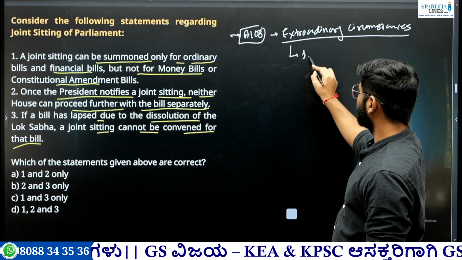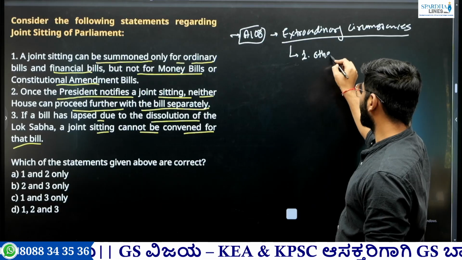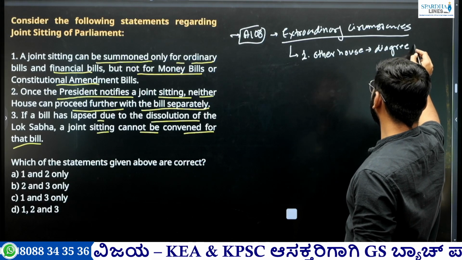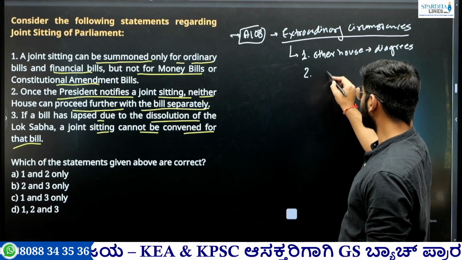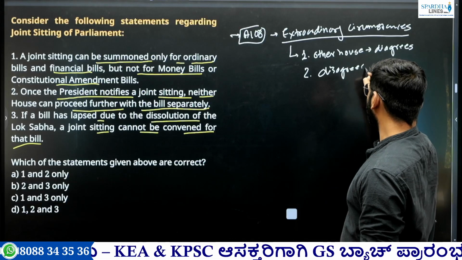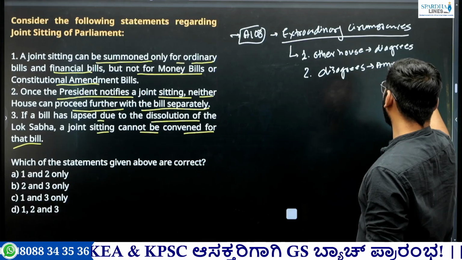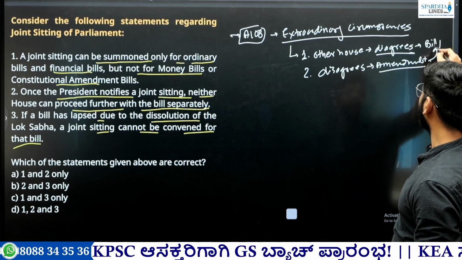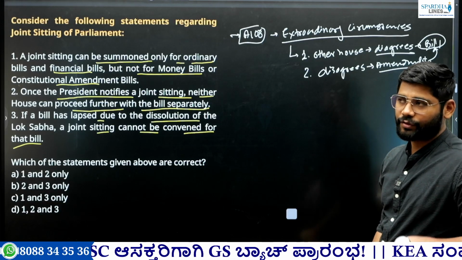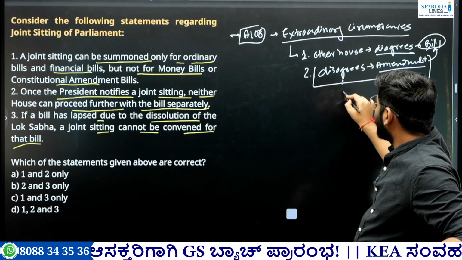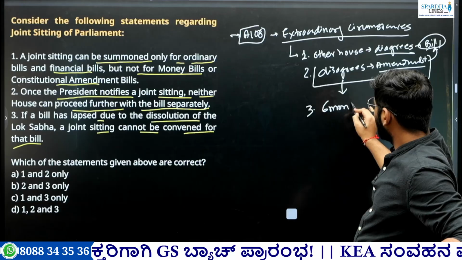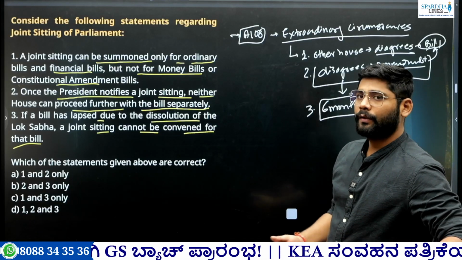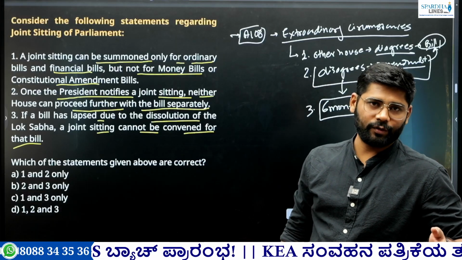And what are these extraordinary circumstances? First, the other house disagrees with the bill, or the other house disagrees with the amendment to the ordinary bill. It is either disagreement with the bill or with the amendment. That is considered an extraordinary circumstance, and this disagreement extends for 6 months. Even after 6 months, if both houses do not come to a consensus, the President can summon the joint sitting, and this can be done after the advice of the council of ministers.